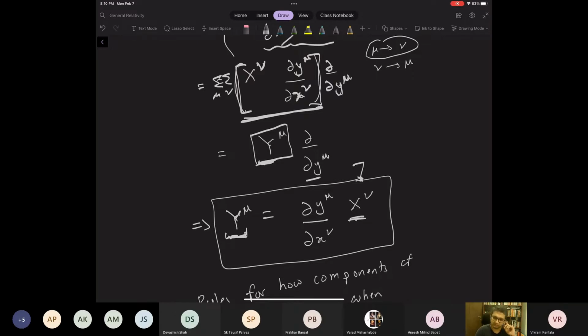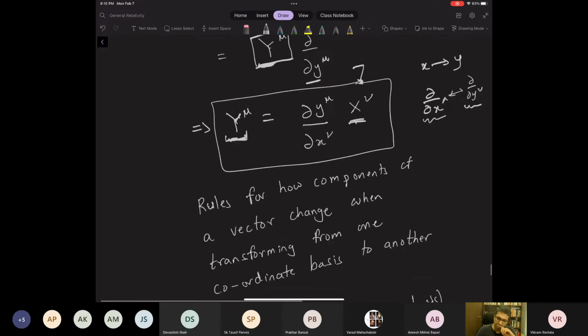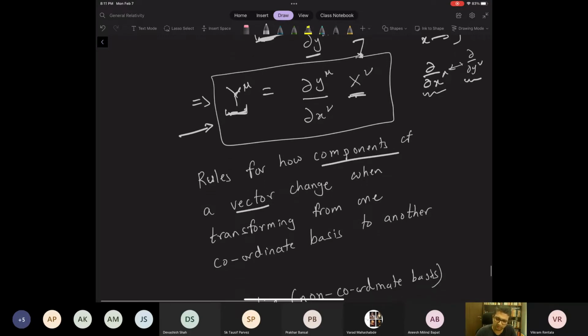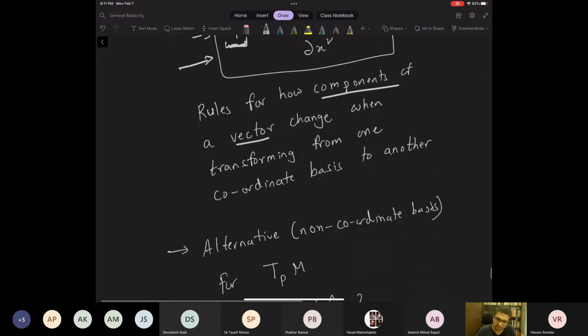And the basis is different because it's a coordinate basis, and if you change coordinates from x to y, you will get a different basis. Partial x mu becomes this new basis of partial y mu, and you have to express all of these in terms of this new basis. So this gives us the rules for how the components of a vector change when you're transforming from one coordinate basis to another coordinate basis.